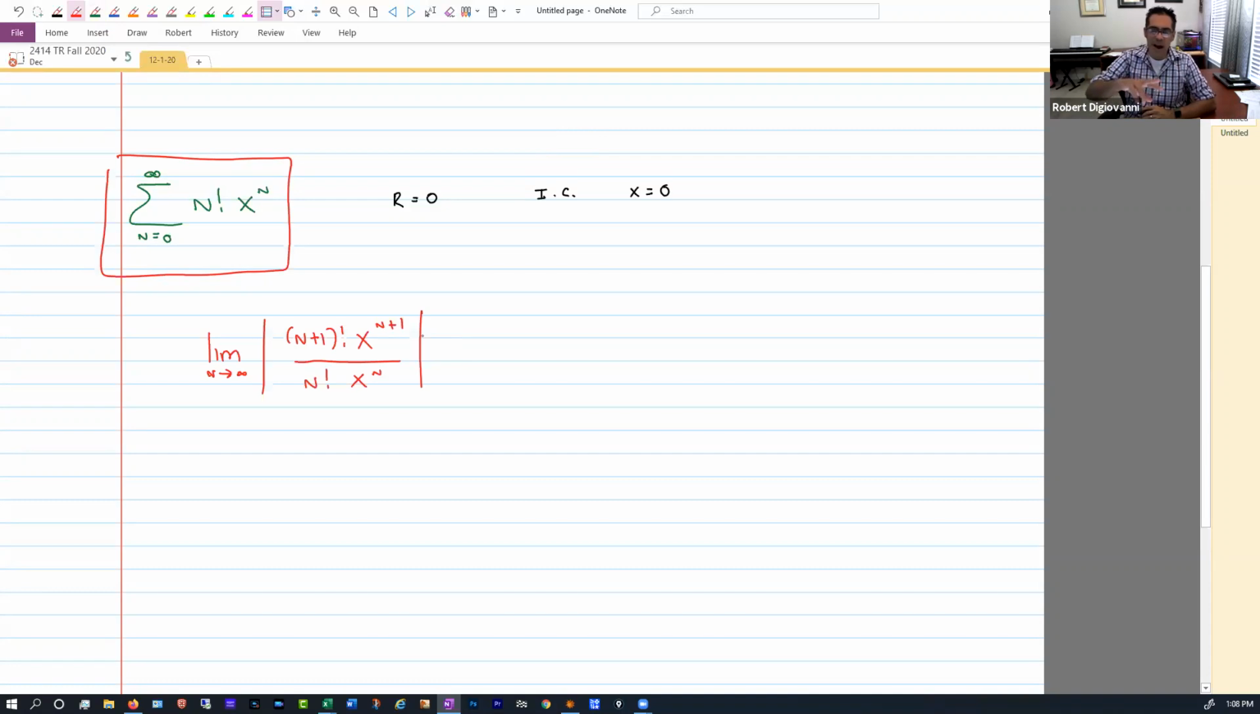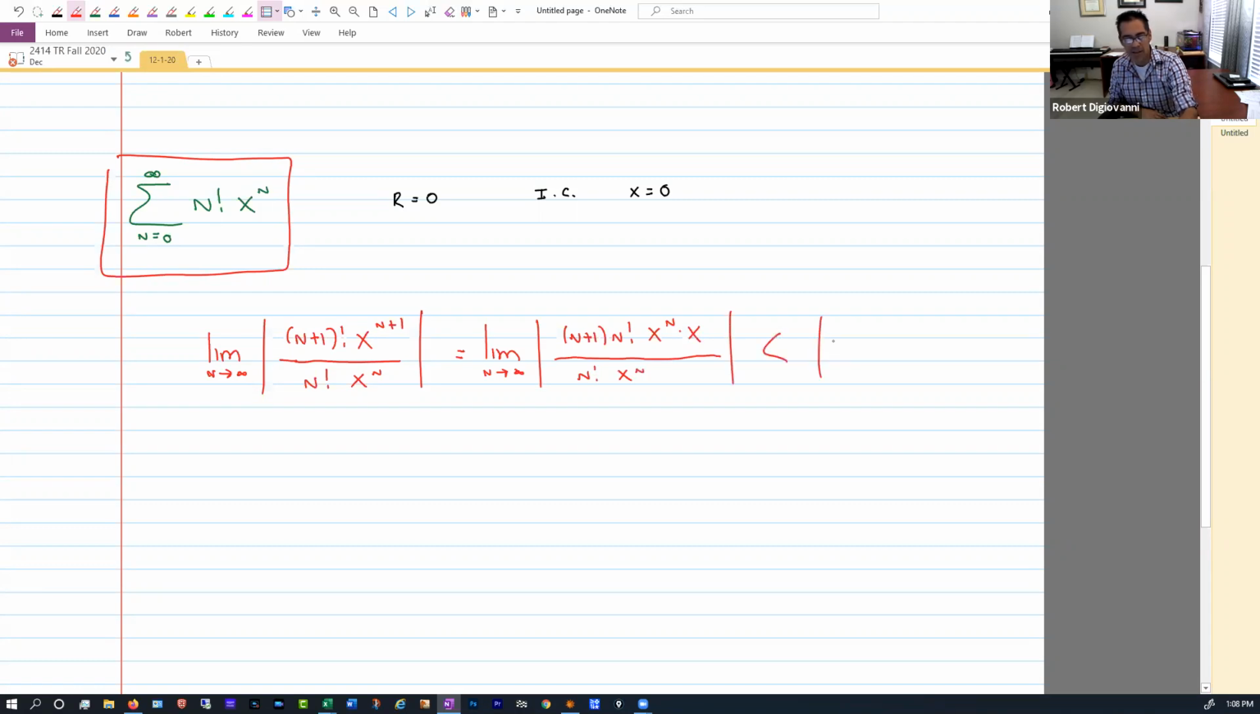And since it's not a fraction, I don't have to do a reciprocal. It's just something over its, you know, there's no fraction. So I'm just setting up the ratio as you can see here. All right, this limit, I'm going to clean up the factorial. I'm going to rewrite that as n plus 1 times n factorial. Then I'm going to rewrite x to the n plus 1 as x to the n times x, and then over n factorial x to the n.